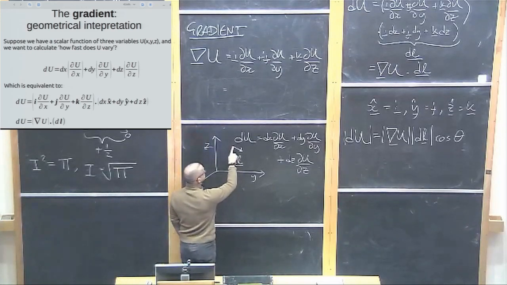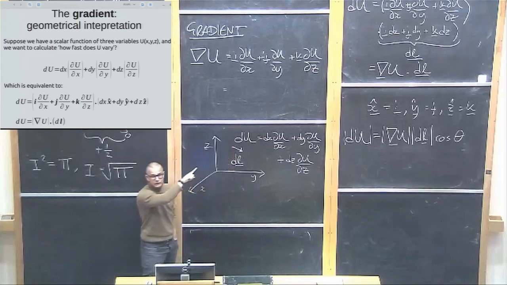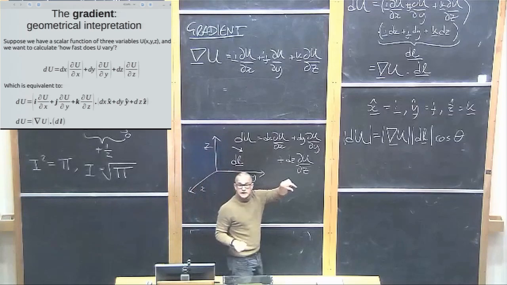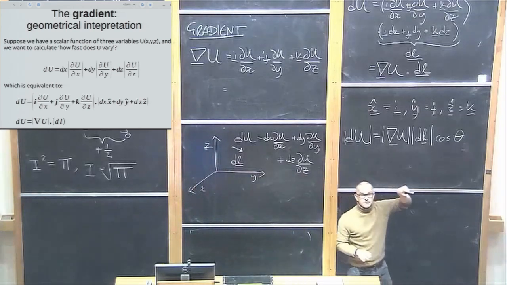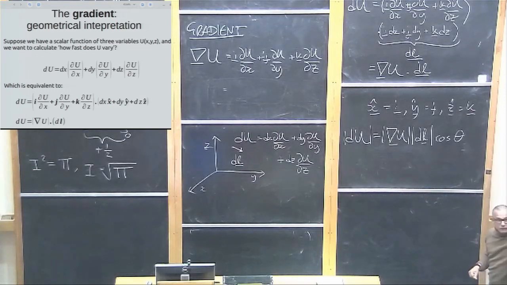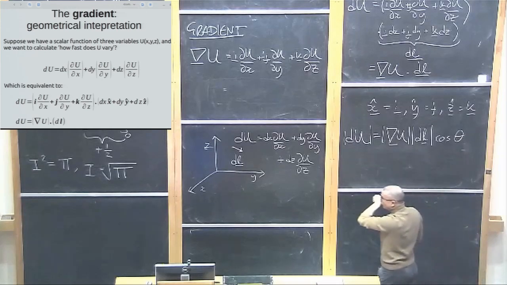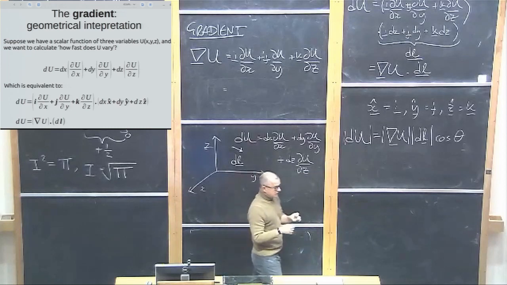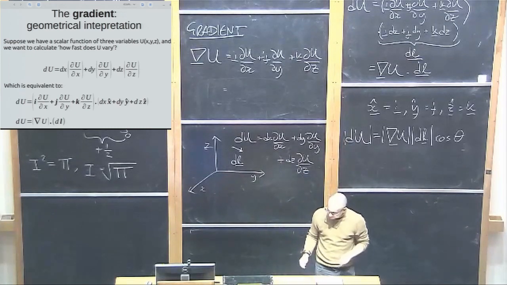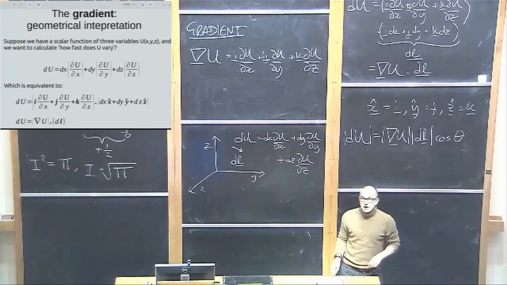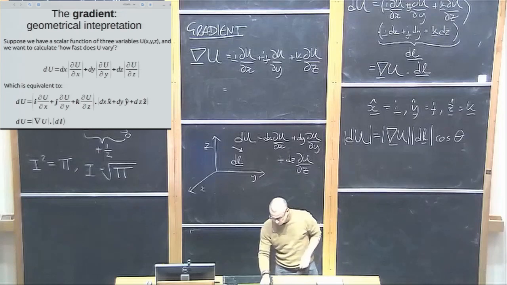So my scalar field has some value here. I can move in any direction I like. If I move in the direction of the gradient, then I get the maximum change in the value of the scalar field. And if I move perpendicular to the direction of the gradient, then I get no change in the value of my scalar field. And what that in turn implies is that gradients are perpendicular to equipotentials in my scalar field.